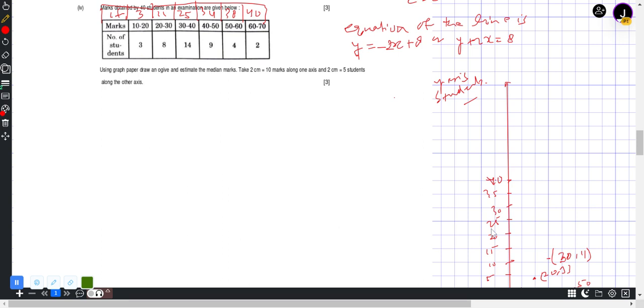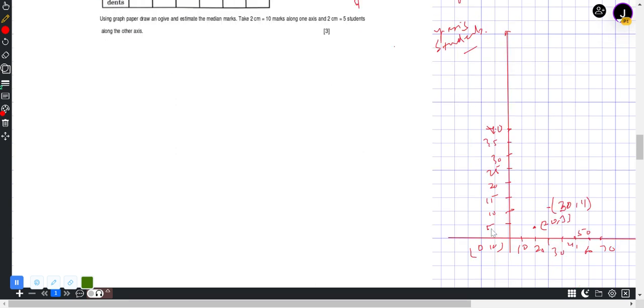Then we have 40, 25. So from 40 we'll take 25, here. Oh, we have made a mistake. This is 10, this is 20, this is 30, this is 40. Not there, that one is wrong.